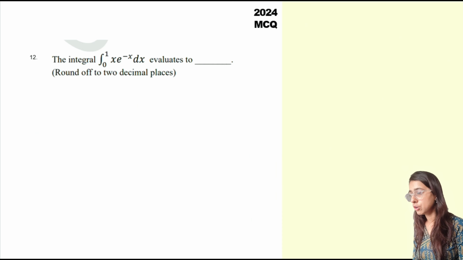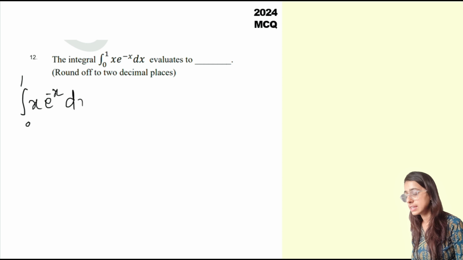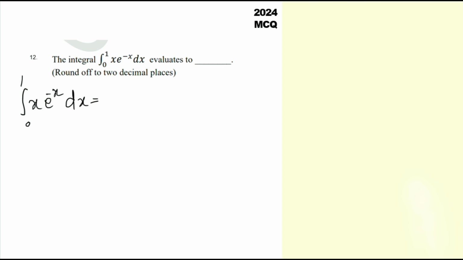So the integral of this function: we have 0 to 1 x e raised to power minus x dx. This is a product of two functions, and integration of a product of two functions will follow the rule ILATE. I means inverse, L is logarithm, A is algebraic, T is trigonometric, E is exponential. Here x is an algebraic function, therefore x will be considered as the first function. Second, e raised to power minus x will be considered as the second function.